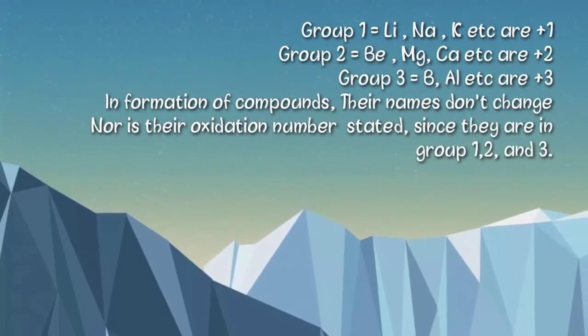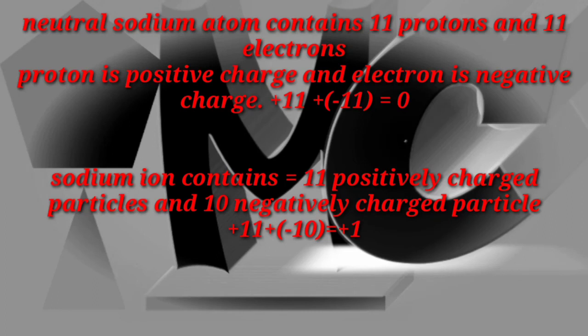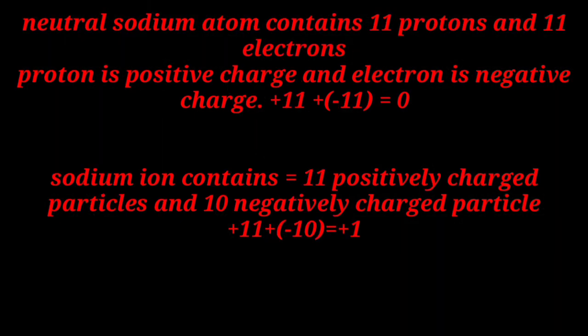Let us use sodium as an example. The atomic number of sodium is 11. It means sodium has 11 positively charged particles, which we call protons, and 11 negatively charged particles called electrons. We have 11 positively charged plus 11 negatively charged. If we join them together, that gives us what we mean by a neutral atom. That is for sodium as a neutral atom.